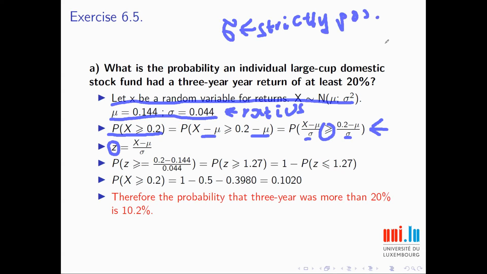Strictly positive because this is the square root. And the square root is always positive, as you remember from the math. And you see, by doing these steps, we standardize our random variable. Okay, let me pick up a different color. So we standardize our random variable.